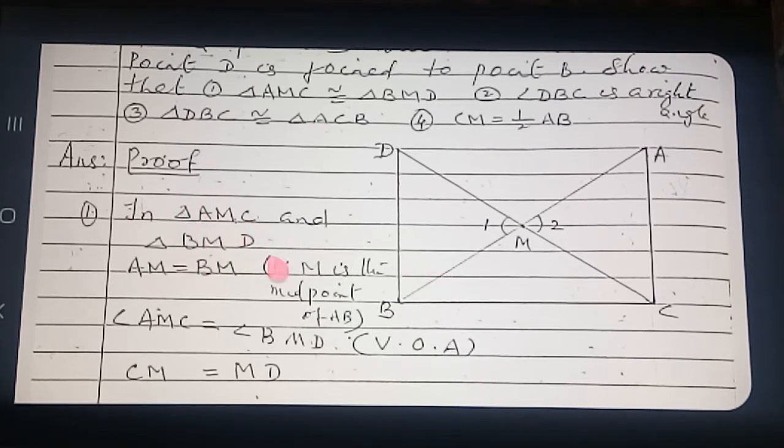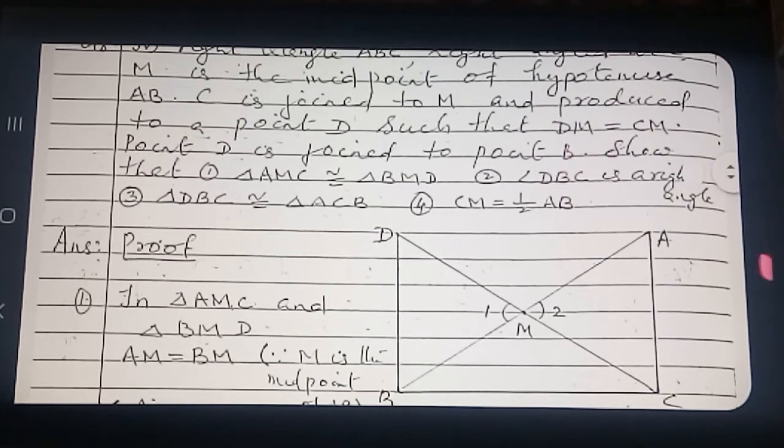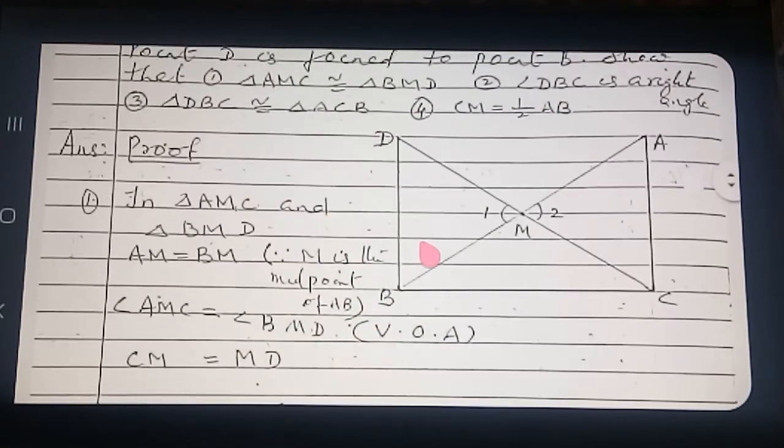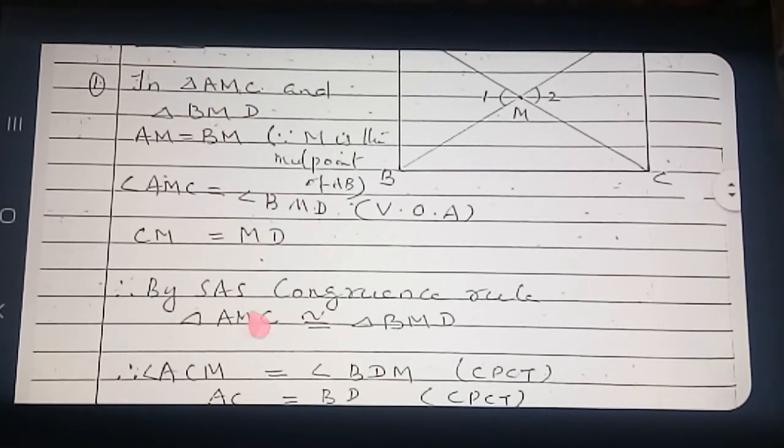In triangle AMC and triangle BMD, AM equals BM, since M is the midpoint of AB. Clear? Next, angle AMC, this angle, and angle BMD, this angle, are equal. Reason: vertically opposite angles. Then the second point, CM is equal to MD. That is already given in the question. See the step above in the question: CM equals DM is given. Therefore CM equals DM. Okay, clear? So I have written by SAS congruence rule.